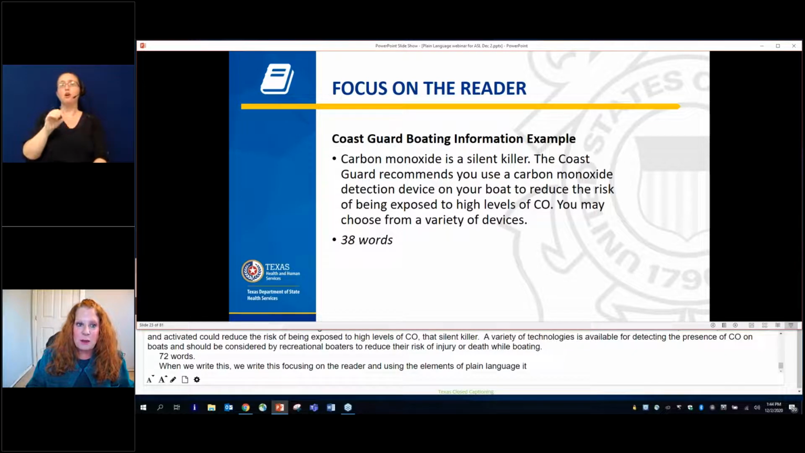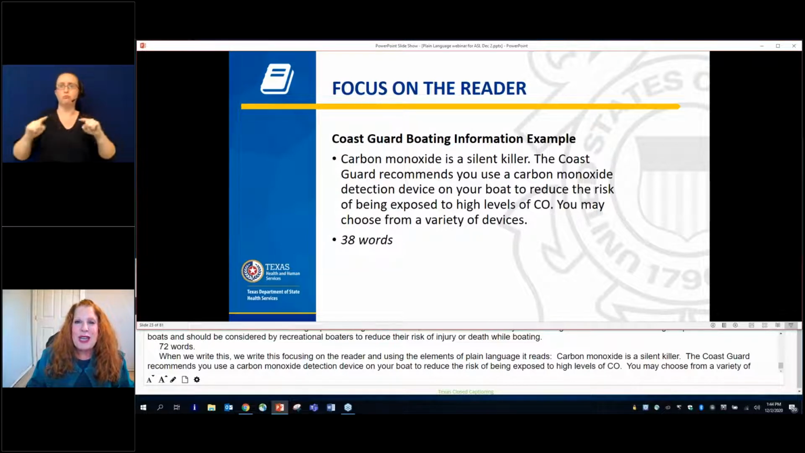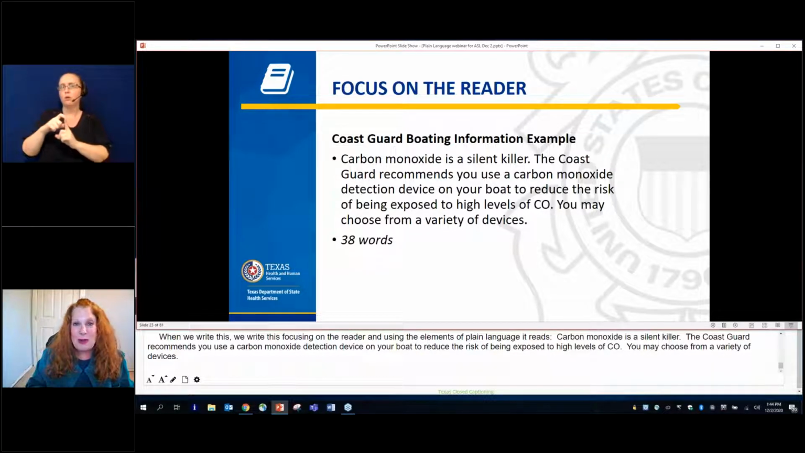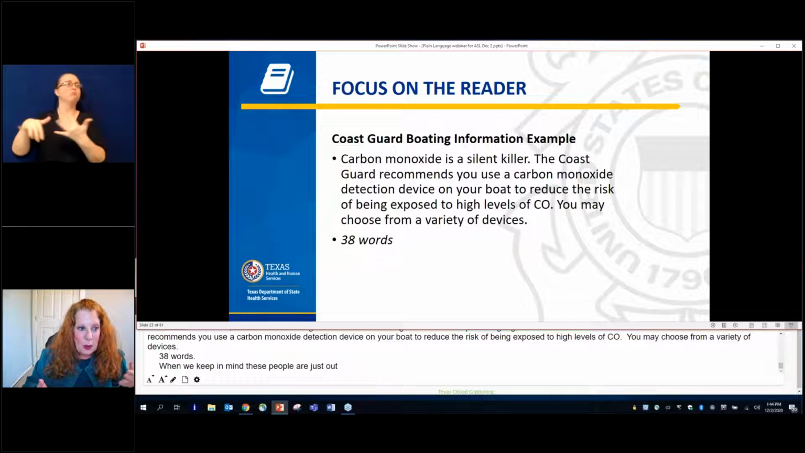When we rewrite this, focusing on the reader and using the elements of plain language, it reads, carbon monoxide is a silent killer. The Coast Guard recommends you use a carbon monoxide detection device on your boat to reduce the risk of being exposed to high levels of CO. You may choose from a variety of devices. 38 words. When we keep in mind these people are just out for fun on their boats, we're able to better reach them by using plain language.